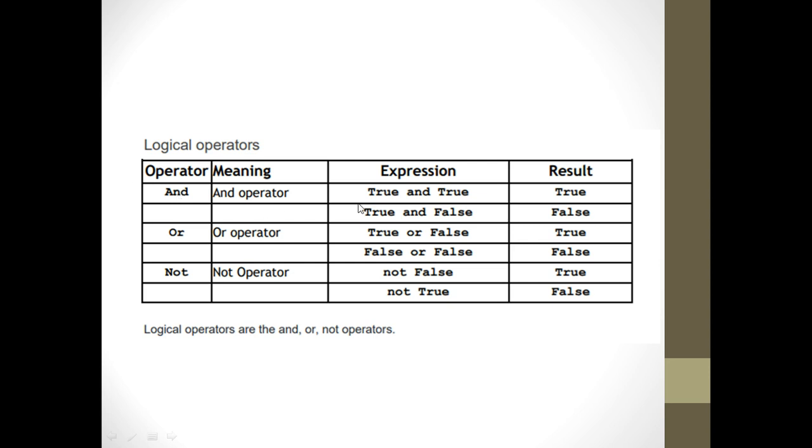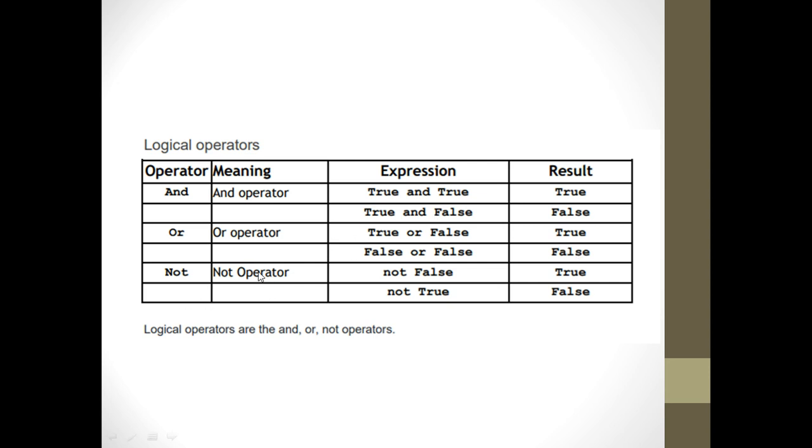So an AND operator wants both the conditions to be true. True and true will give me the result as true. True and false will give the result as false. For the OR operator, there should be any one true. True or false will give me a true. False or false will give me a false. If both are false, then the result will be false.